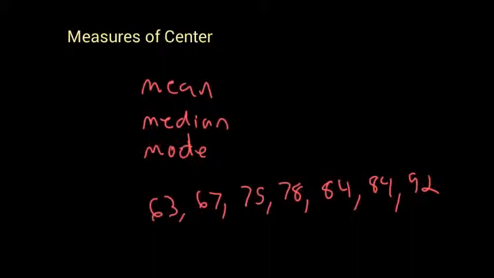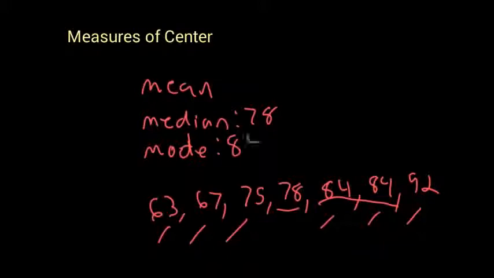So let's start with finding the median. I put them in order from least to greatest, so the median is the one in the middle. If we count, we got 1, 1, 1, 1, 1, 1, and 1 left over. So the median would be 78. Our mode is the one that appears most often. The only number that appears more than once is 84, so our mode is 84.